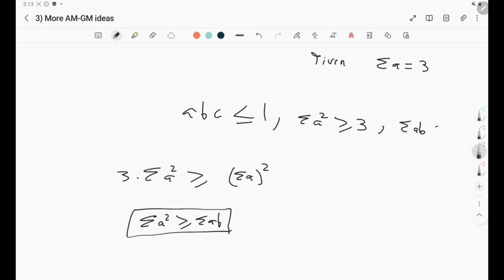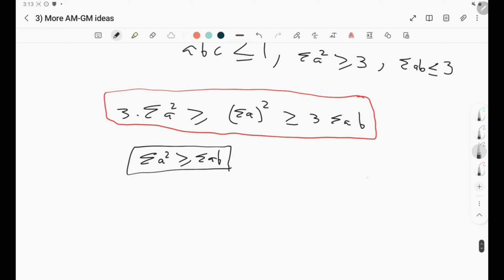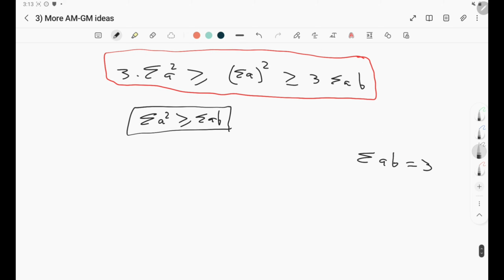What about sigma AB? Well, guess what? The same idea. You can actually prove that this is greater than 3 sigma AB. So I really want this inequality to be always in your mind, because it's really important, because that also gives us sigma AB is less than 3. And so on. So for example, let's say they told you sigma AB is equal to 3. Then what can you know? Try to figure it out.